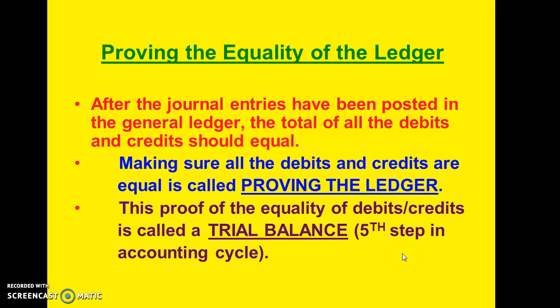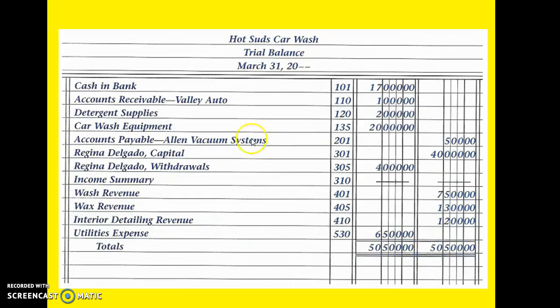And we'll have some more examples following. All right, the last thing you have to do, you have to prove the ledger, and we make a trial balance, which is the 5th step in the accounting cycle, which makes sure that our debits and credits are equal. And if you notice, same type of heading, the name of the company, the name of the statement, in this case trial balance, and a specific date. It does not say for the month ended. It's a specific date because this is what the accounts are valued at, or the balances on this specific date.